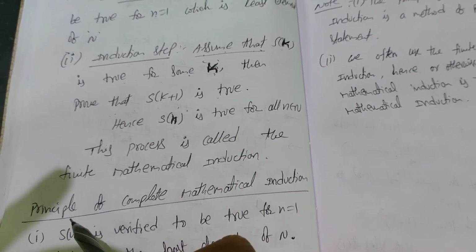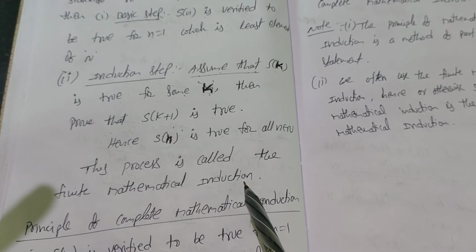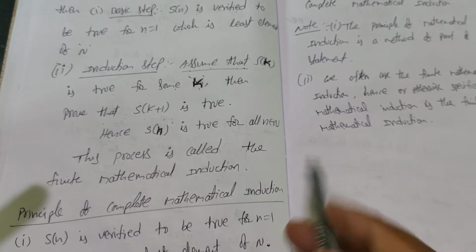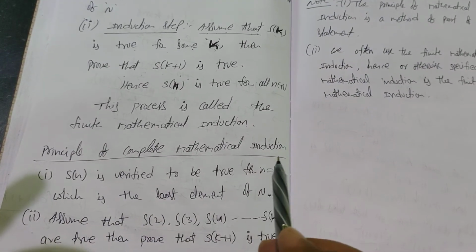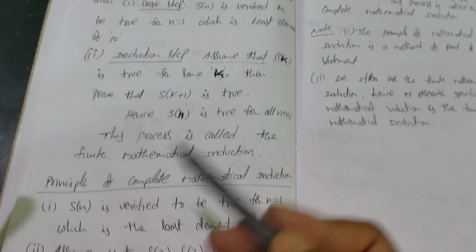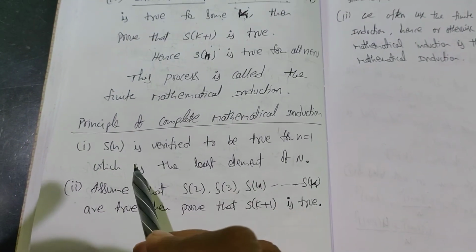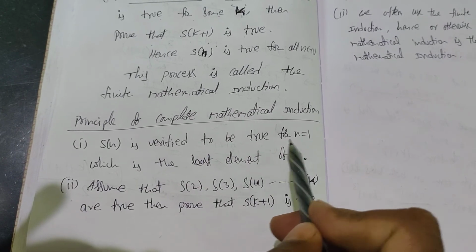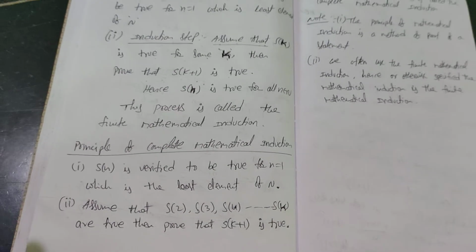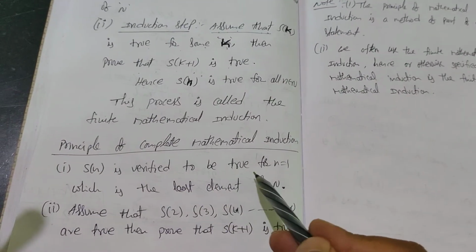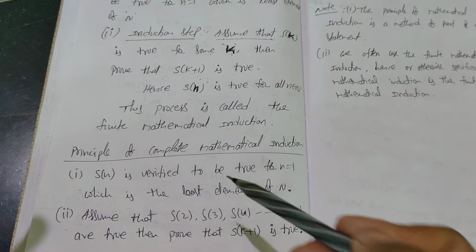So this process is called finite mathematical induction. Second one, principle of complete mathematical induction. This is finite mathematical induction, this is complete mathematical induction. S of n is verified to be true for n is equal to 1. Same as in complete mathematical induction also, S of n is verified for n is equal to 1, which is the least element of N. The first steps are the same.